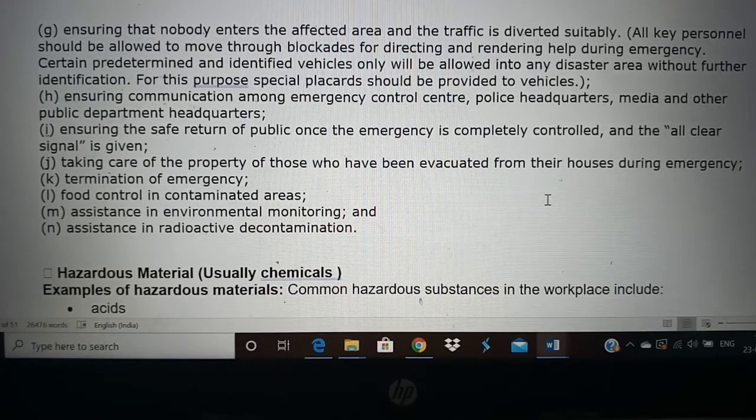Food control in the contaminated areas is done, that is, no food is allowed to be eaten, because just like coronavirus, will you go and stand near an affected person and eat food? You won't, because the virus can be in the air. Same way, the radioactive material can be in the air. So people do not eat in the contaminated areas. They provide assistance in environmental monitoring, and then there is radioactive decontamination.